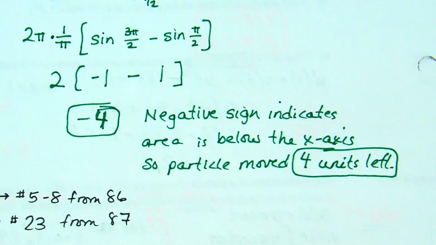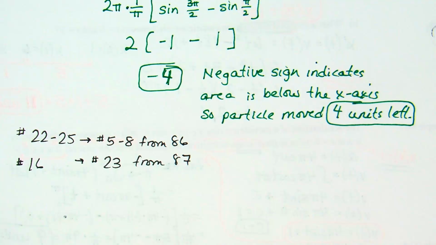Okay, and you can't see what I wrote, I just realized. Substitutions, 22 through 25 are 5 through 8 from 86. 16 becomes 23 from 87.